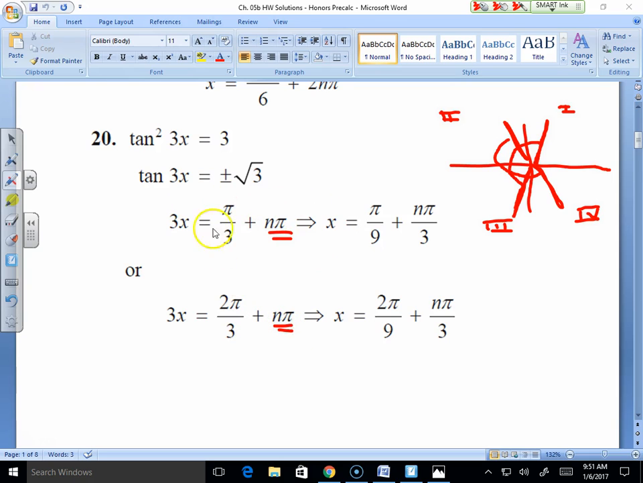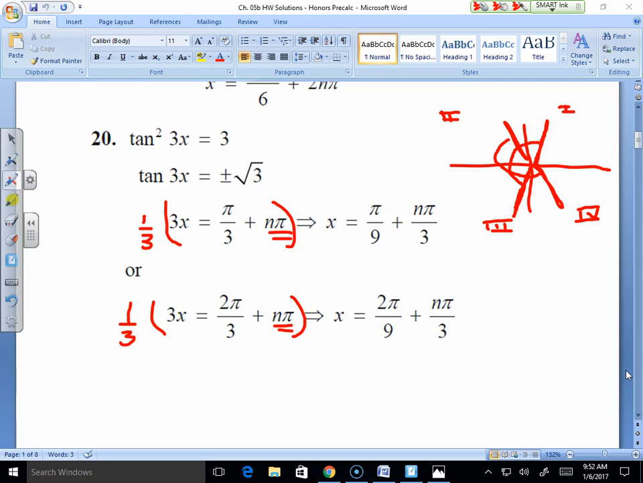Now, this is when tangent is positive root 3. This is when tangent is negative root 3, but you still have to solve for x. So how do you get x alone? Divide by 3. But when there's an addition, you have to divide both sides by 3. Or multiply, if it helps, multiply everything by 1/3. Does that make sense? So 1/3 here, just x. 1/3 here, pi over 9. 1/3 here, pi n over 3. Does that make sense? Same thing here, multiply by 1/3. Distribute to everything, one side and the other. The addition applies to both pieces. Is that cool?